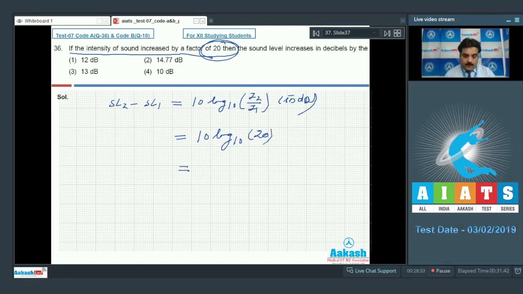Now if I calculate 10 into log base 10 of 20, which is 1.3010, approximately you will get 13 decibels. So I can say that option number 3 will be the right choice. So let's move on, question number 37.